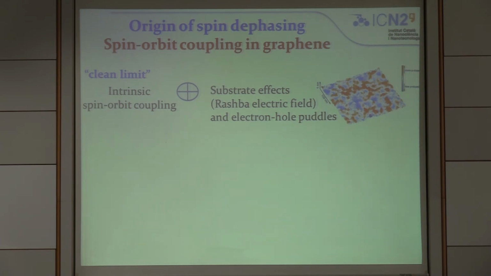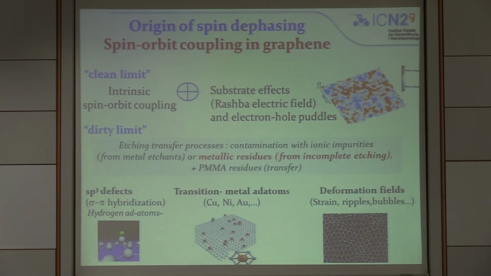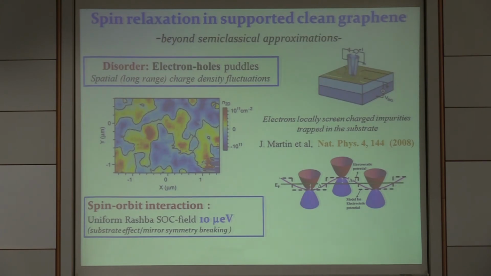One is the intrinsic spin-orbit coupling of graphene, which is very low. And then there is the effect due to the substrate or the two interfaces, which you cannot exclude. This will introduce an additional Rashba spin-orbit coupling because you break the mirror symmetry, and you will have some kind of impurities, which can be well modeled by electron-hole puddles. So let's forget about all the dirt that you can have.